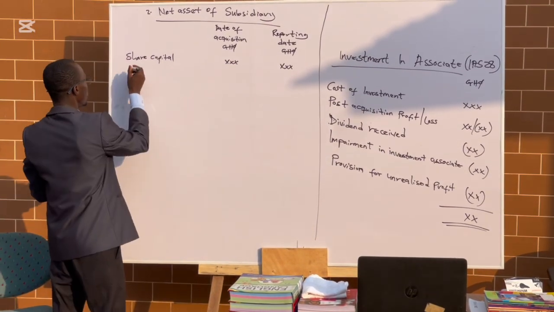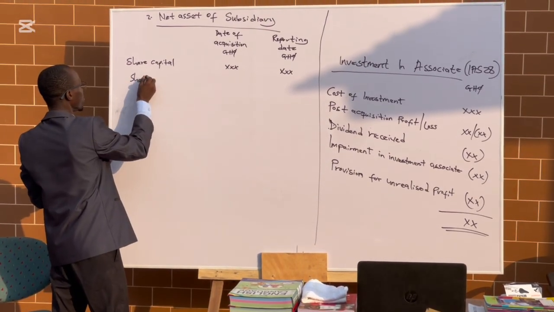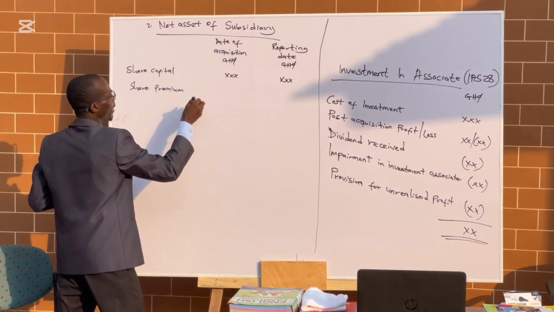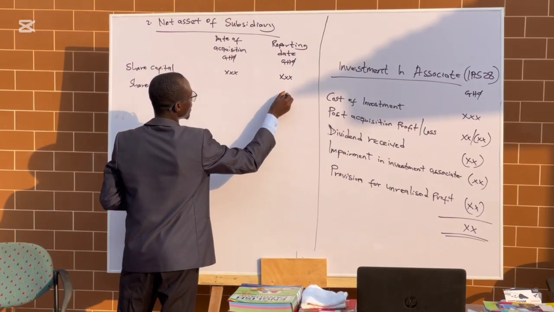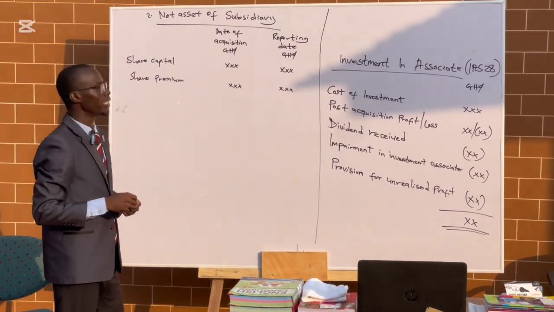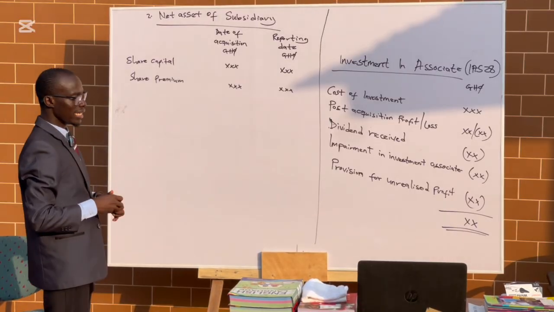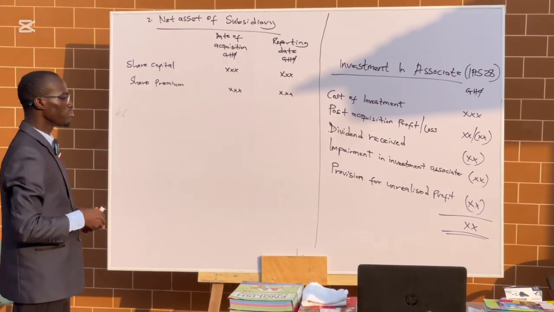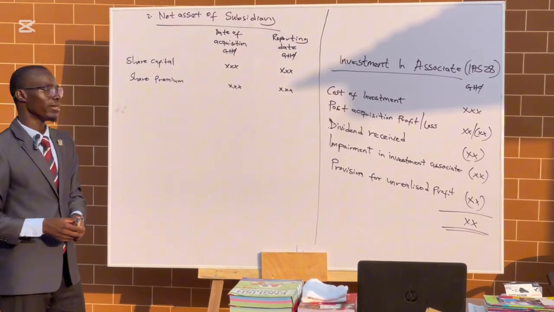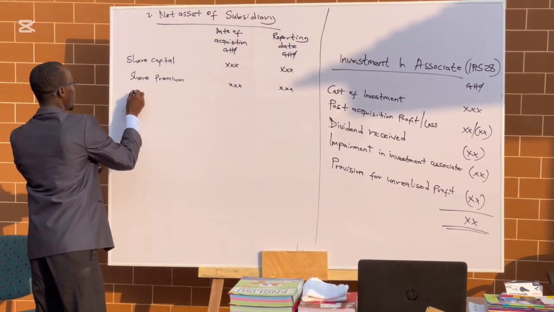If there is any share premium, the same thing at reporting will come to the acquisition column. You bring the same thing here. Then, if there is retained earnings.